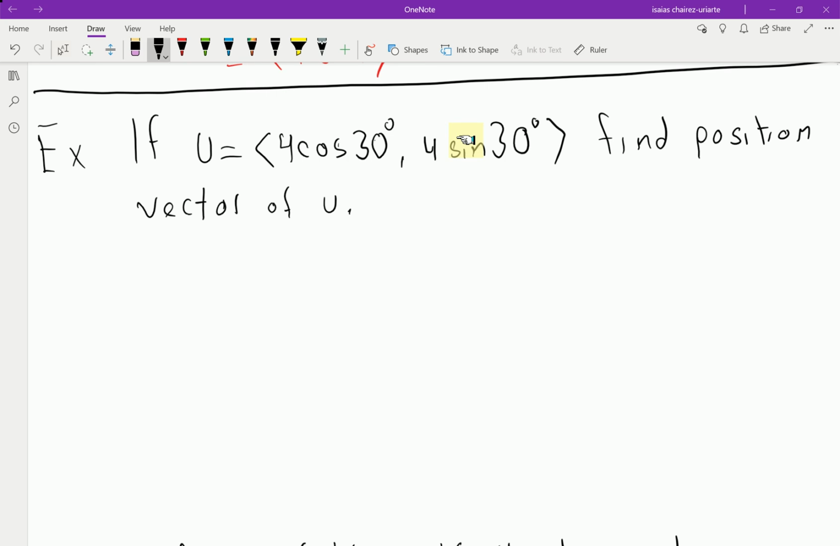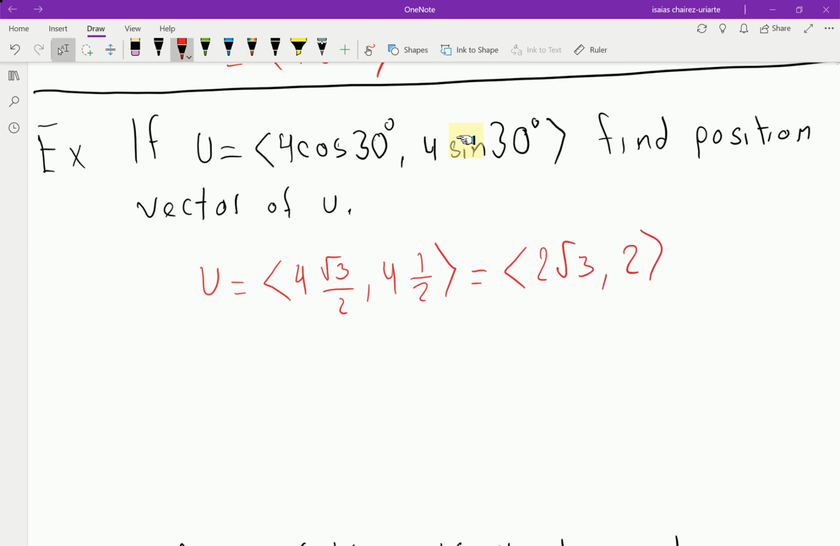So this is a straightforward little exercise here. Well, actually, we don't even need to use our calculator because we know what cosine of 30 degrees is. It's in the unit circle. This is 4. Cosine of 30 degrees is the square root of 3 over 2. And sine of 30 degrees is 1/2. Well then, that becomes 4 times square root of 3 over 2. That's just 2 square root of 3, comma, 2. That is my position vector.